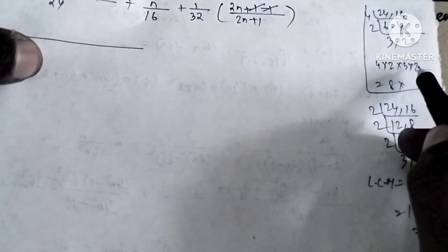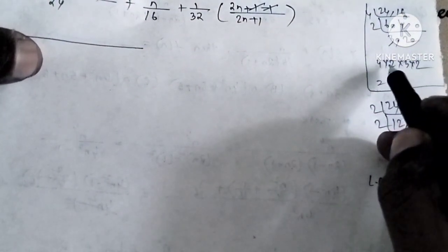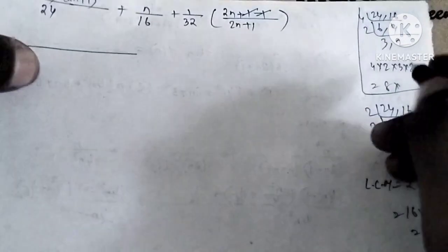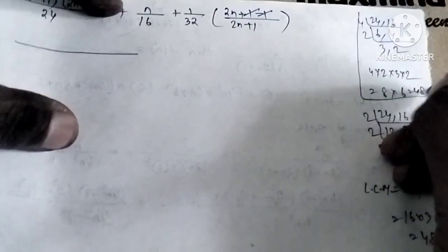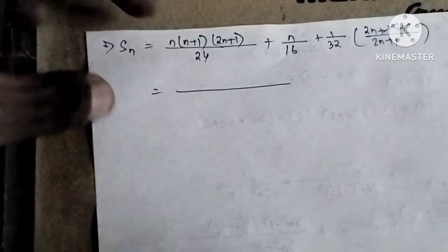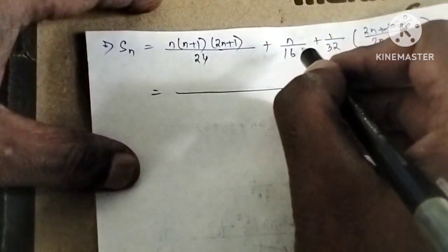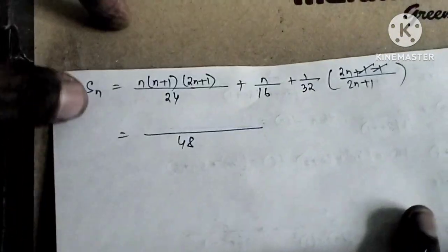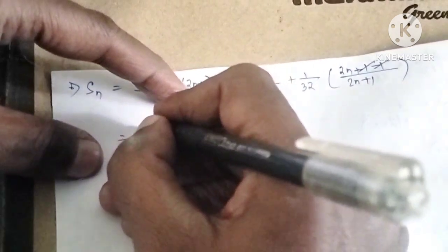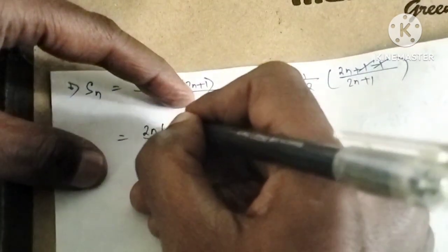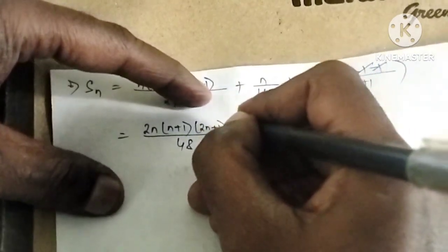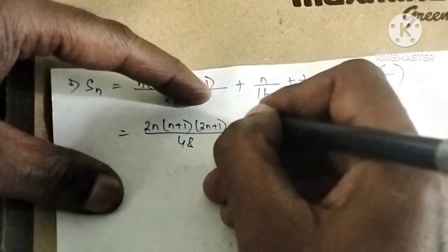Okay. Here also, 4 3s are 12, 12 into 6. No, here 4 2s are 8, 8 into 6, that is 48 only. So taking the first term and second term, the LCM will be 48. So 24 2s are 48, that means 2n into n plus 1 into 2n plus 1, plus 16 3s are 48, that means 3n.